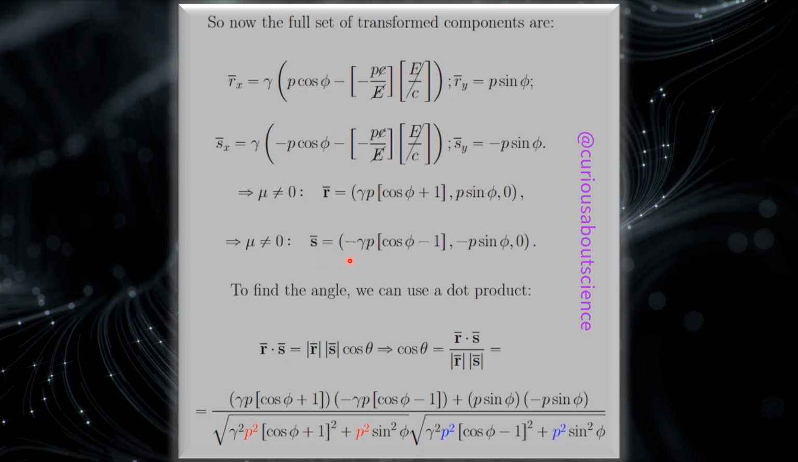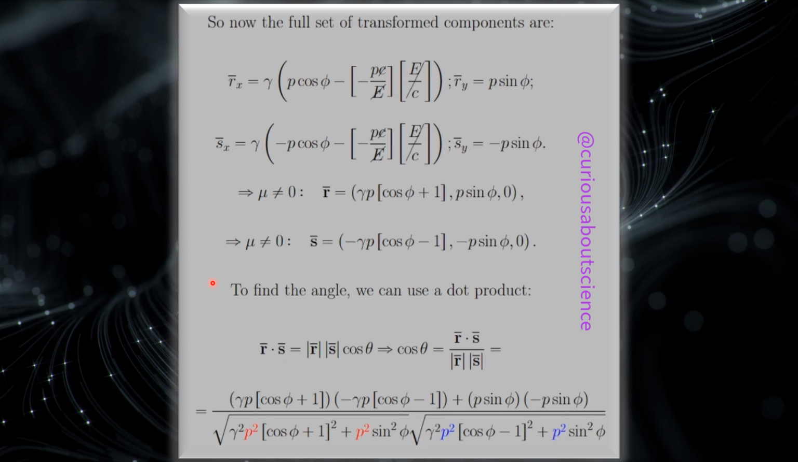Similarly for s, we have a negative in both, factor that out with the p, so then we're left with cosine phi minus 1, and then a minus p sine phi from here. Again, z component is 0. Now that we have that, we're good, okay?